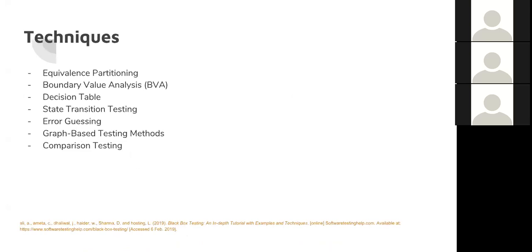Now, there's also 7 different techniques that you can use for black box testing. The first is equivalence partitioning. Then there's boundary value analysis, decision tables, state transition testing, error guessing, graph-based testing methods, and comparison testing.